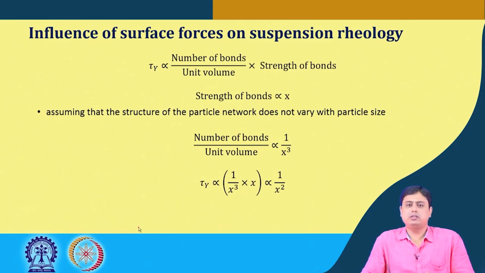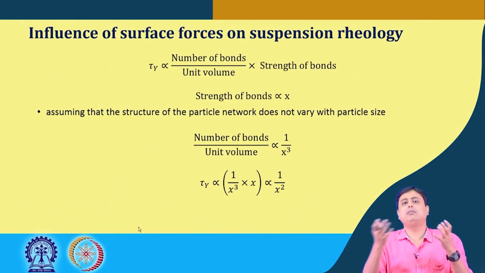Now here the yield stress, how would this property be influenced by the particle size, and similarly such kind of analysis can be done for other parameters. So yield stress basically is proportional to the number of bonds per unit volume and the strength of the bond, because in a suspension containing attractive particles, what matters is the number of bonds we need to break and the bond strength.